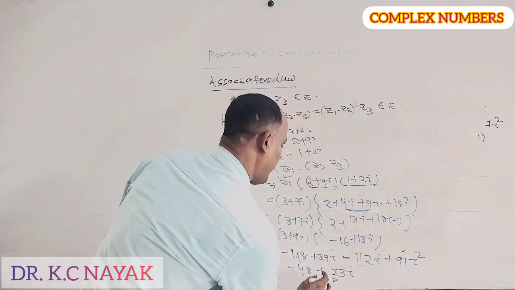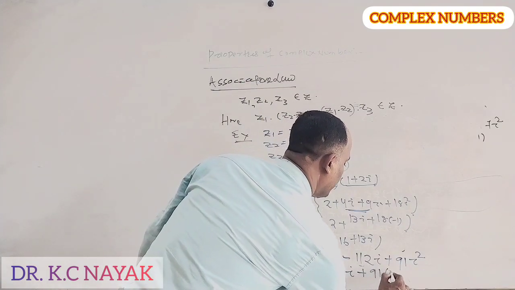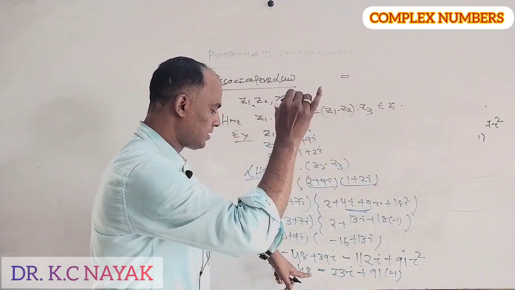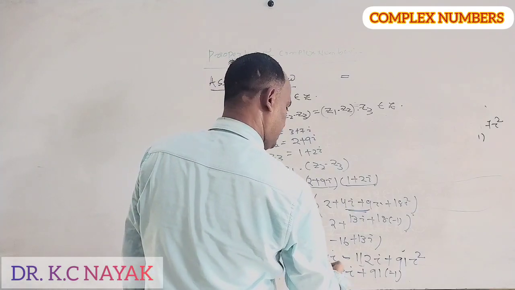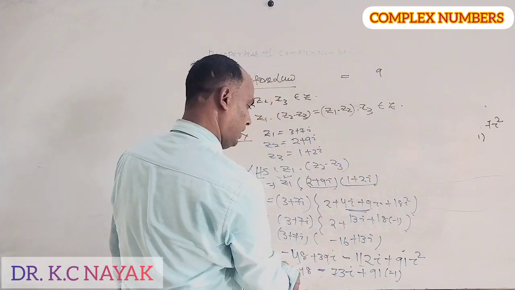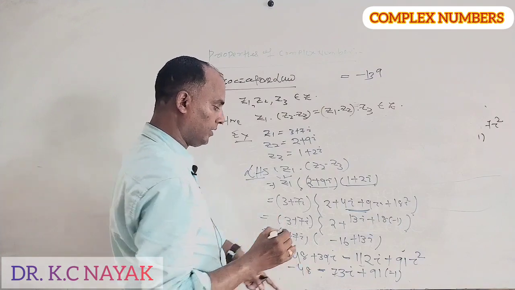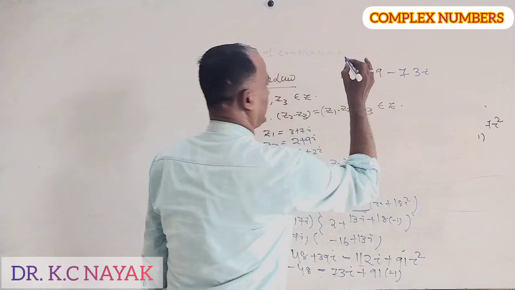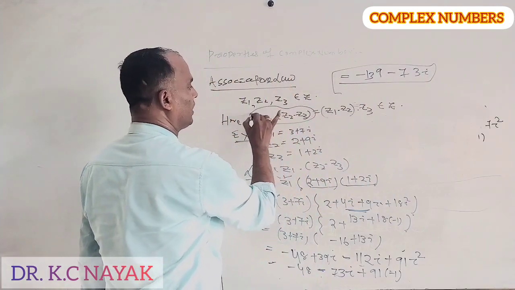7i minus 73i plus 19i minus 1. What is that? Again, minus 18 minus 91. What is that? That is 13 minus 139 minus 73i. That is the product of three, Z1 into Z2 into Z3.